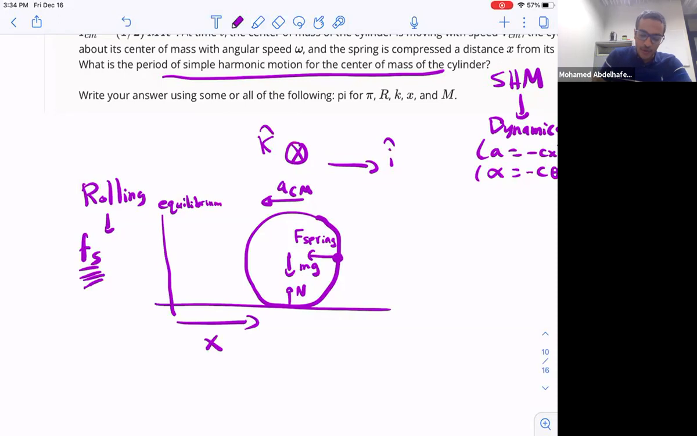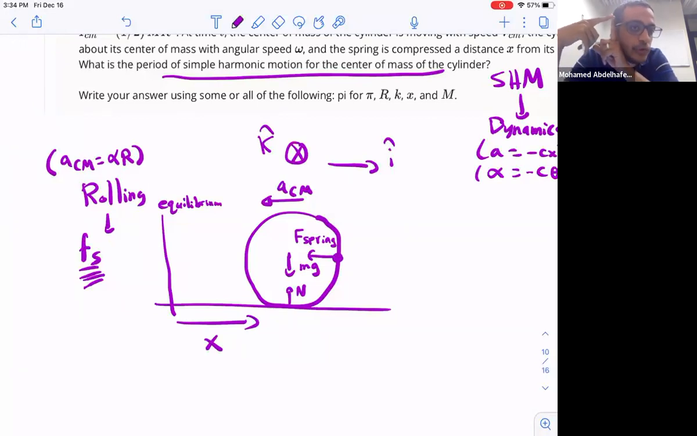Okay, and then don't we know that rolling without slipping means that a_CM is alpha R? We know that. So if there is a_CM, if the center of mass is accelerating translationally, then there has to be an alpha. It has to also be rotating, accelerating rotationally with alpha. Agreed?